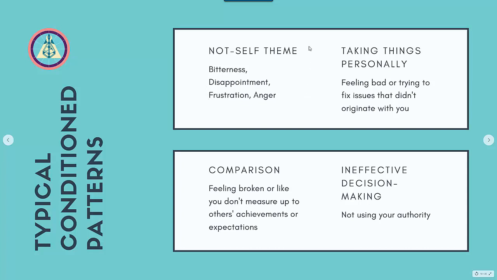These are the not-self themes, the themes of resistance that you will experience when you're pushing against who you really are. There are also other patterns you may recognize, like taking things personally, feeling bad, or trying to fix issues that didn't even originate with you. Taking on other people's stuff is a big thing, and we can see that mechanically in the chart. As we go through this course, you're going to see how you may have taken things on that aren't yours.